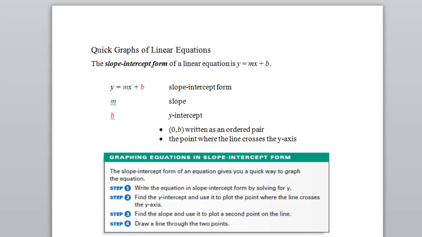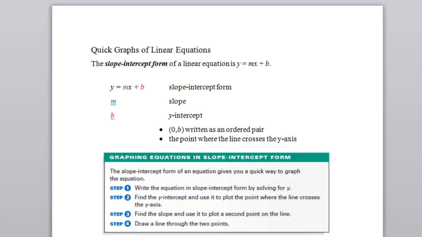If we have an equation in the form y equals mx plus b, that's what we've learned in Algebra 1 as slope-intercept form. The reason it's slope-intercept form is because the two main parts of the equation give us the slope of the line and the y-intercept, the place where the graph will actually cross the y-axis. So it's very important that you understand what an intercept is, in this case more specifically the y-intercept.